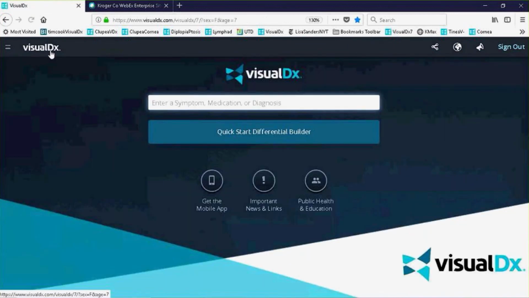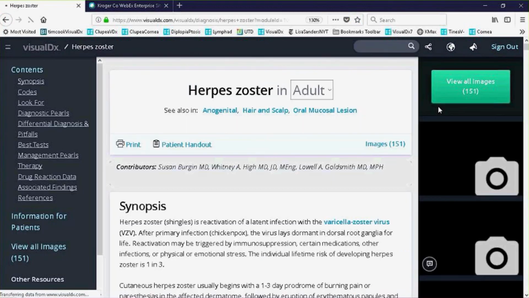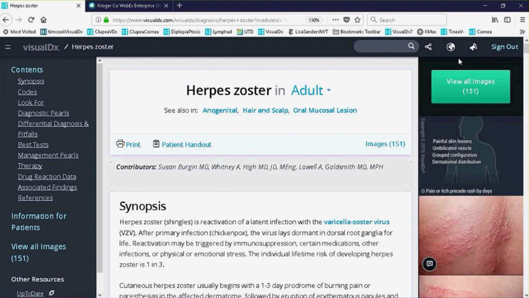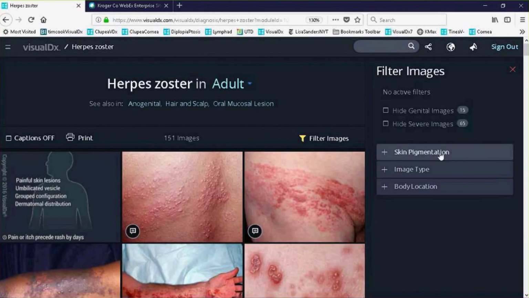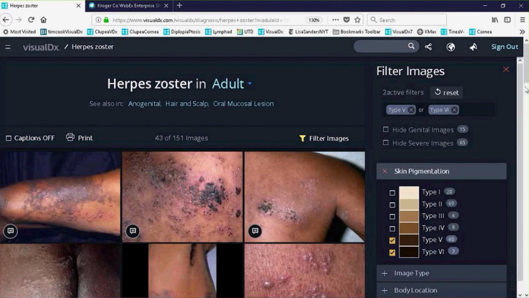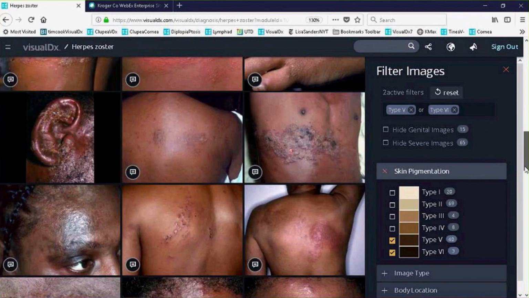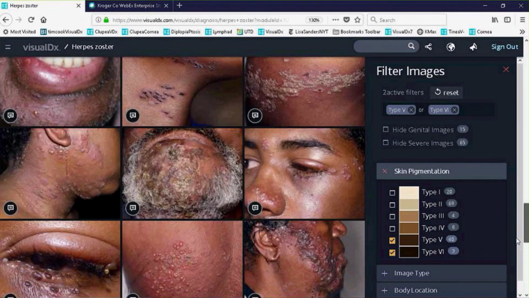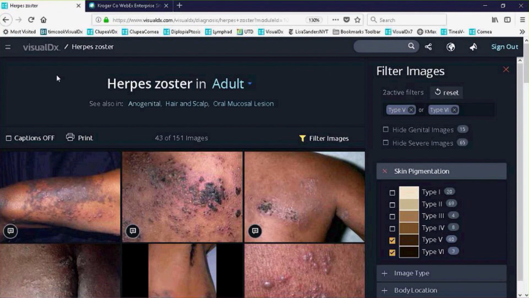I also mentioned variation in disease when the patient is deeply pigmented. So let's go over to shingles. I use that as an example. I'll put in shingles, go up to view all images, click filter images, then click skin pigmentation, and now I'm viewing shingles in people of color. This is enormously helpful when you have a patient of color. You want to give them a handout. You want to show them that you're thinking about them. They really respect that you've taken the time to share some images with them.